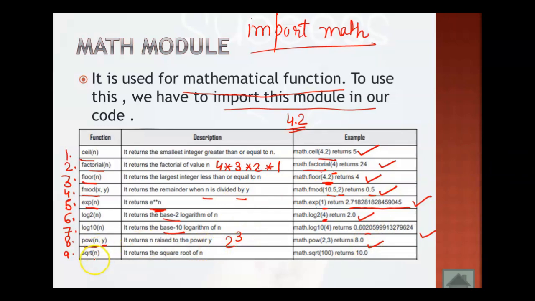So next we have sqrt, so this is finding the square root of a number. Like the number is 100, so the square root of this number is 10.0. So please do remember, this is all about what? This is about decimal value. Okay, this is about decimal value.